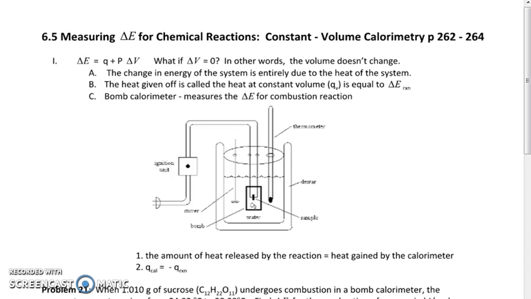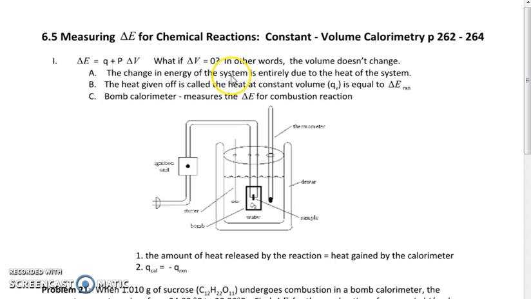If you go back and remember that delta E equals Q plus W, and work is actually negative, so you might want to stick a negative in there, P times delta V. What if delta V is 0? In other words, volume doesn't change. So what happens to this term right here? It goes away. So in this case, delta E is equal to Q, just the thermal energy.